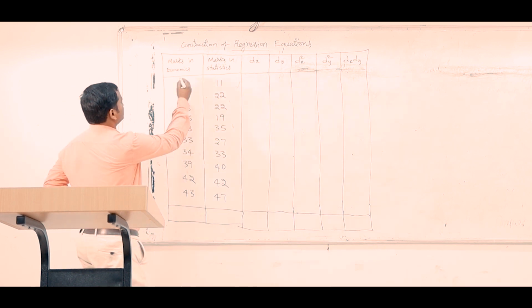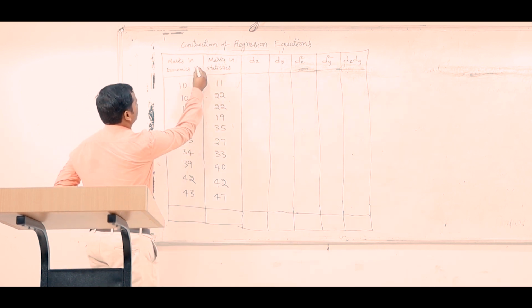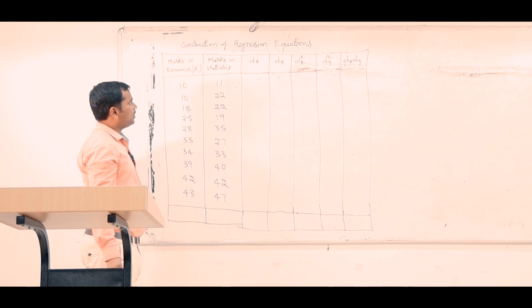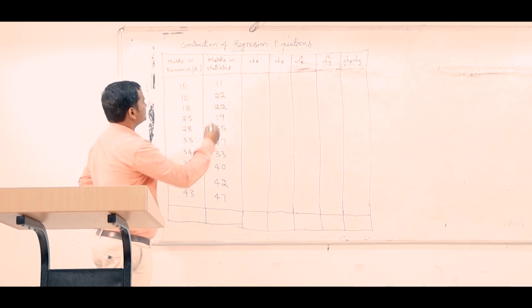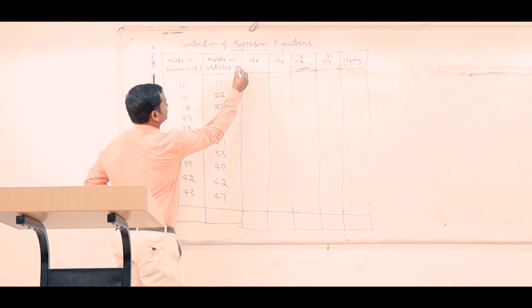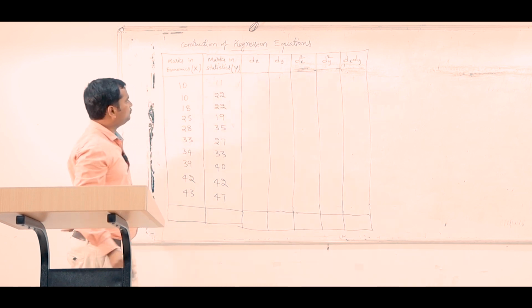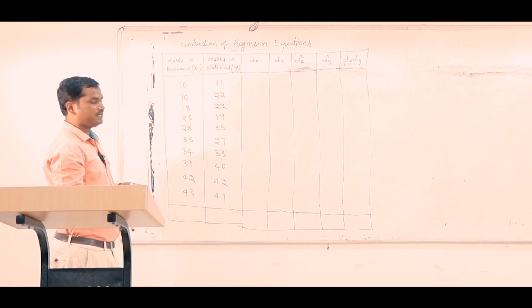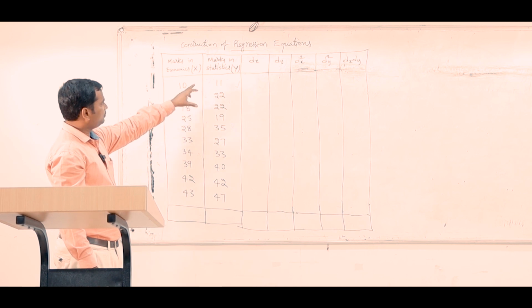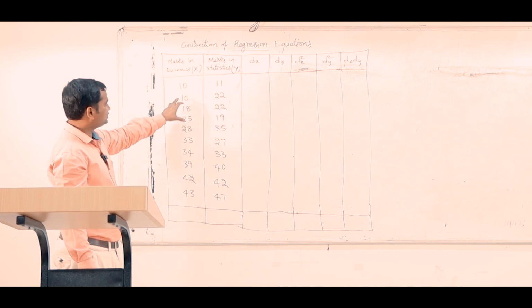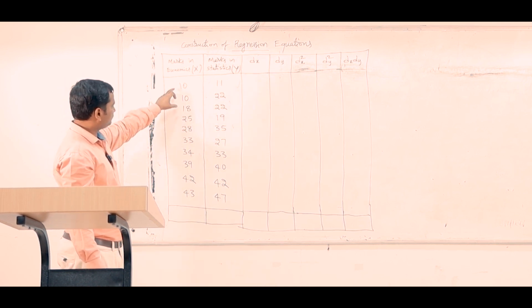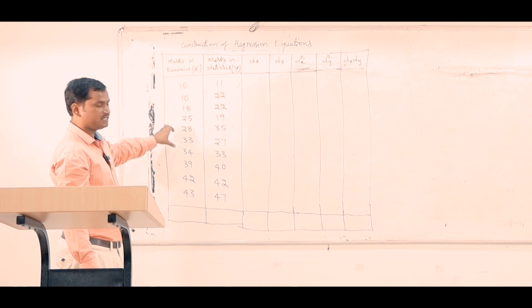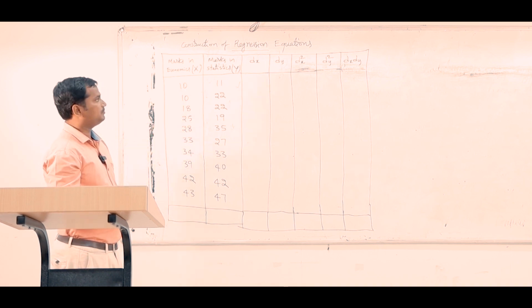Marks in economics, we should take as the X variable. Marks in statistics, we should take as the Y variable. So two variables we should take: the X variable and the Y variable. For these two variables, whatever data is given, first we should find out the mean.